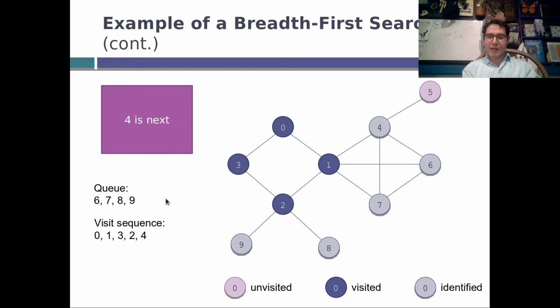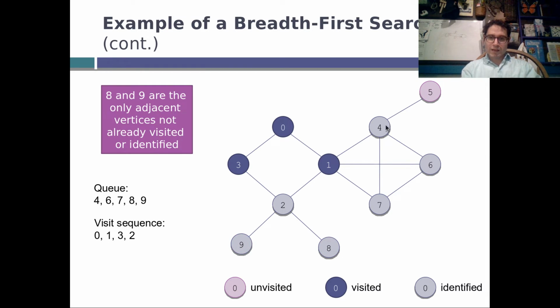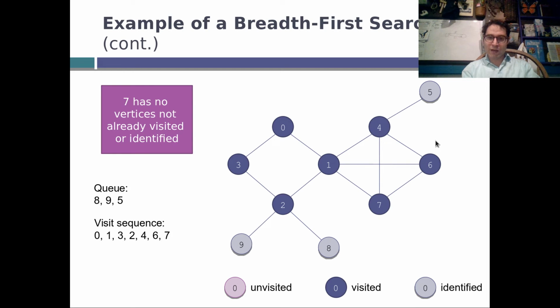We're done visiting 2. Now let's go on to 6. I'm sorry, 4 was next in the queue. So we go on to 4. We dequeue, we get 4, and we check all of its neighbors. I've seen 1, I've seen 7, and I've seen 6, but I hadn't seen 5, so I'm going to add that to the queue. And we're done visiting 4. Next we go on to 6. There's nothing new that 6 will provide us. And same with 7. 7's not going to provide us with any new information.